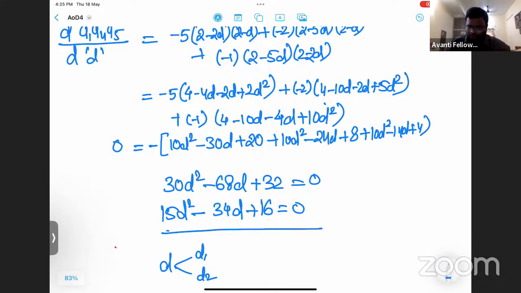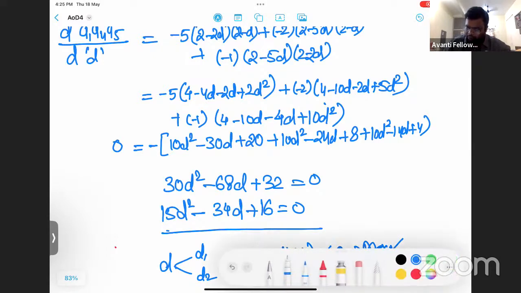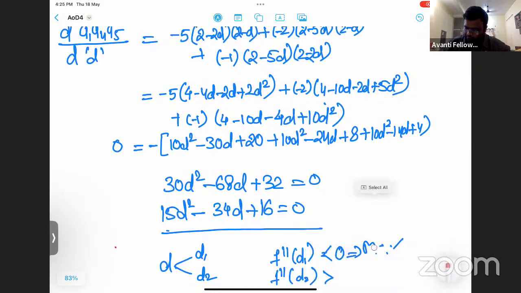So what you need to do is double differentiate the function and check for d1, and similarly check for d2. If it is less than 0, then it is a maximum. This will be your answer. You have to check for both. You cannot say which one is positive, which one is negative. Check for sign.